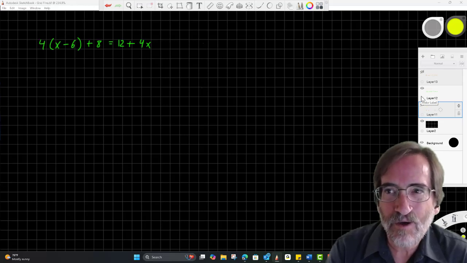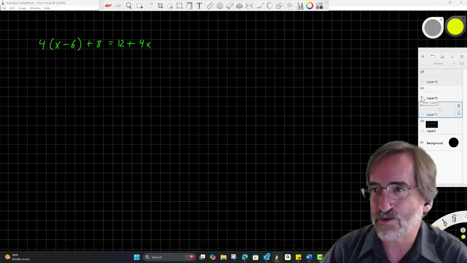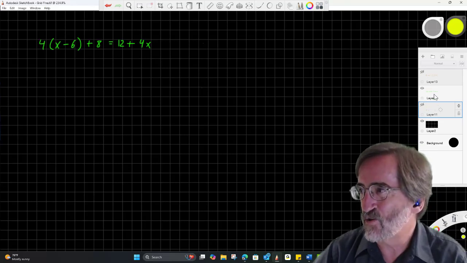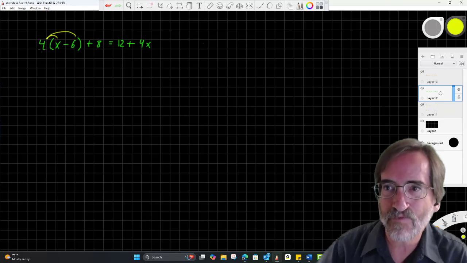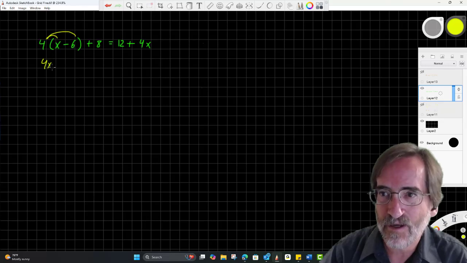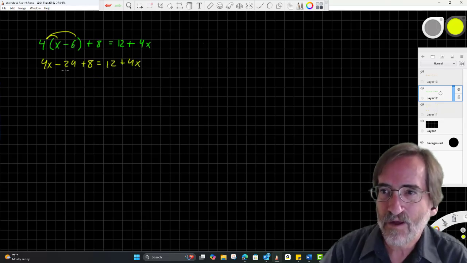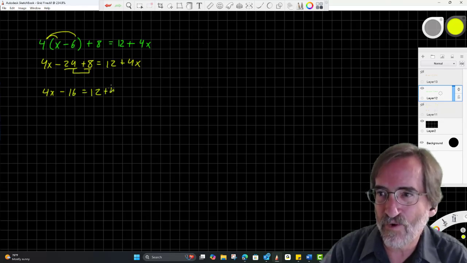In this case, they noted that there's a 4 outside of parentheses, and our first inclination, you probably were taught, was to distribute. Okay, but that is not always the very first thing that is done, or there can be more than one way to do it. I'm going to do the distributing method first. 4 times x is 4x. 4 times 6 is 24, plus 8 equals 12 plus 4x. Okay, combine like terms, negative 24 and 8, so 4x minus 16 equals 12 plus 4x.